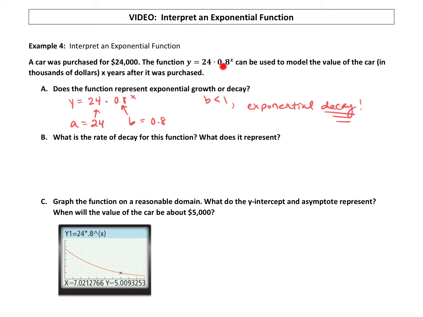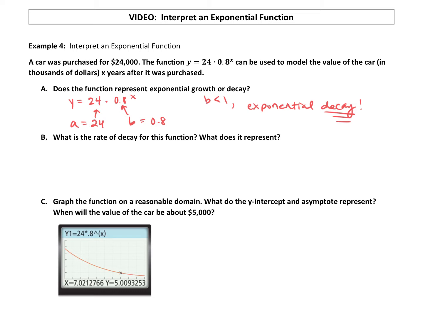Okay, so what this 0.8 means, by the way, is that as our time goes on, we are taking 80% of whatever the previous year was or the previous month. I guess x is representing years here. Then we move on to the next one, and the value of at least this car is 80% of the previous year. Then it's 80% of that previous year.